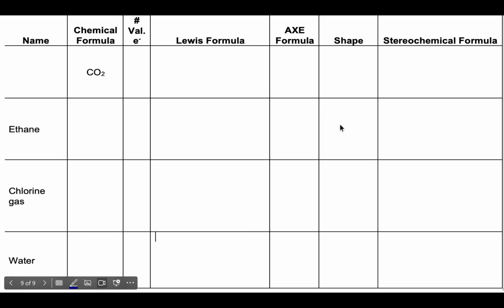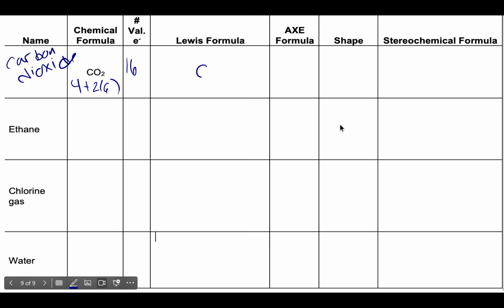So this one was an example, but we'll do it one more time just to make sure we understand it. So carbon dioxide is the name. Carbon comes with 4 valence electrons. Oxygen comes with 6, and there's 2 of them. So that would be 12 plus 4 is 16. Wow, that was hard for me.